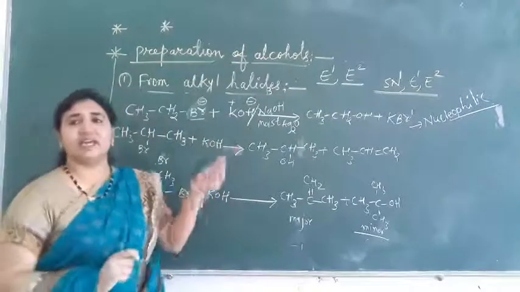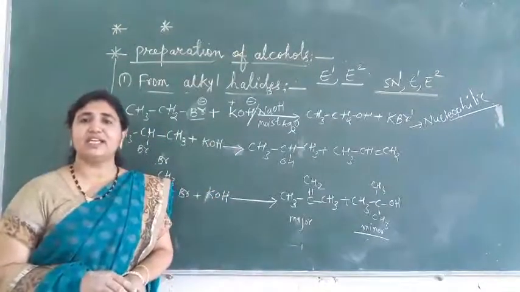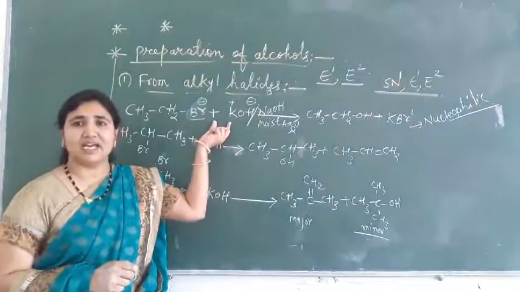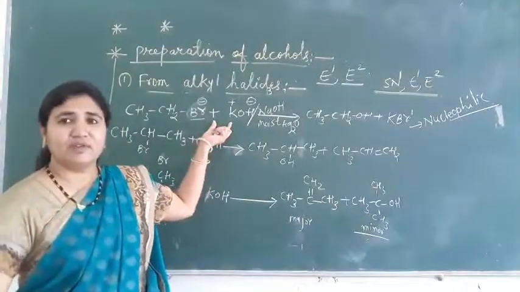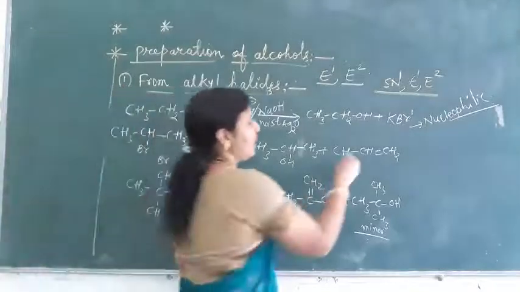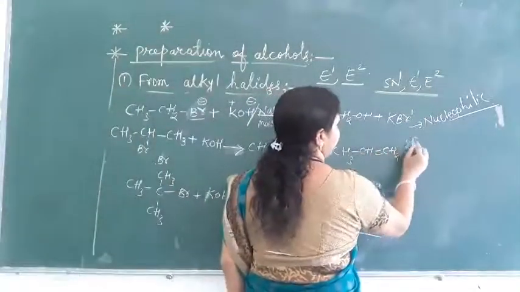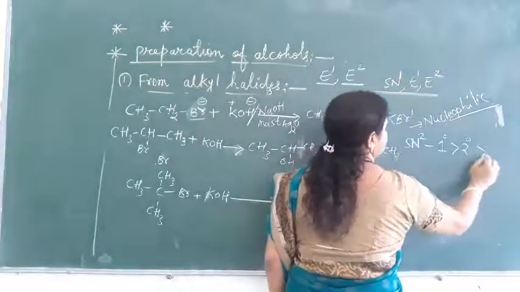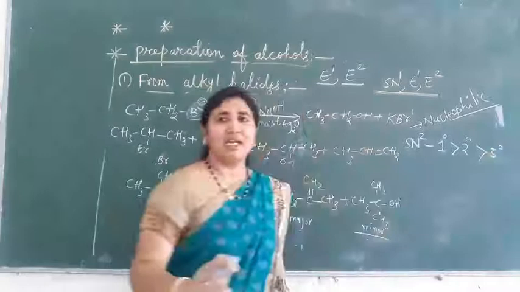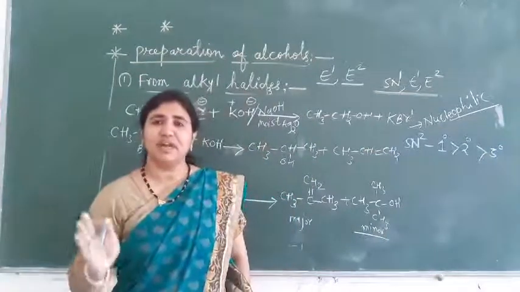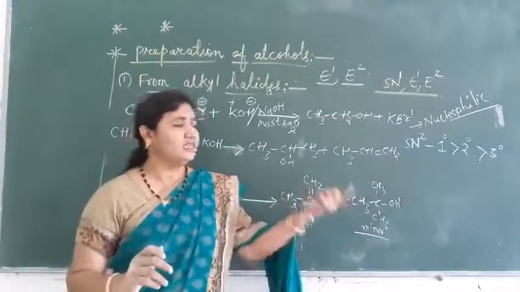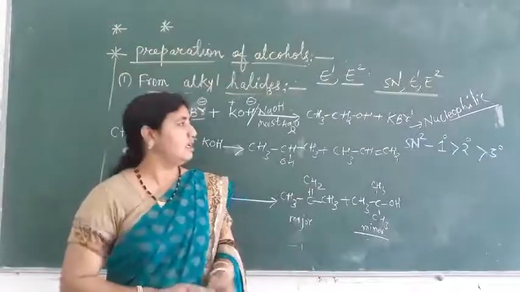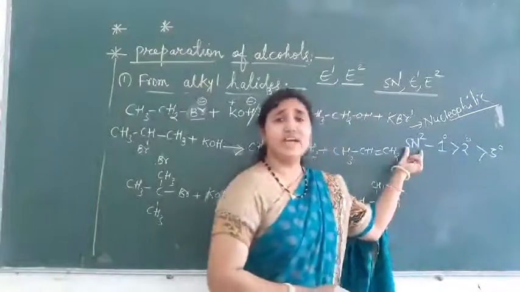The SN2 mechanism takes place more in primary alkyl halides. If you see the order for nucleophilic substitution by SN2, it is primary, then secondary, and then tertiary. Primary alkyl halides undergo the SN2 mechanism easily, then secondary, and then tertiary, which undergo it very little.